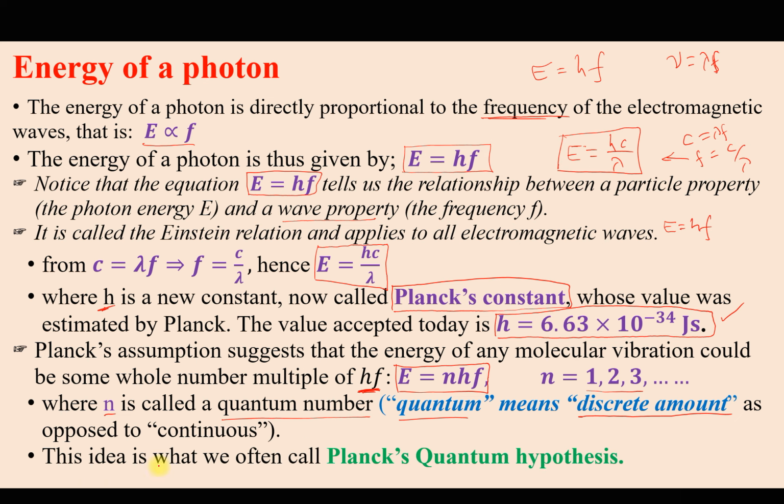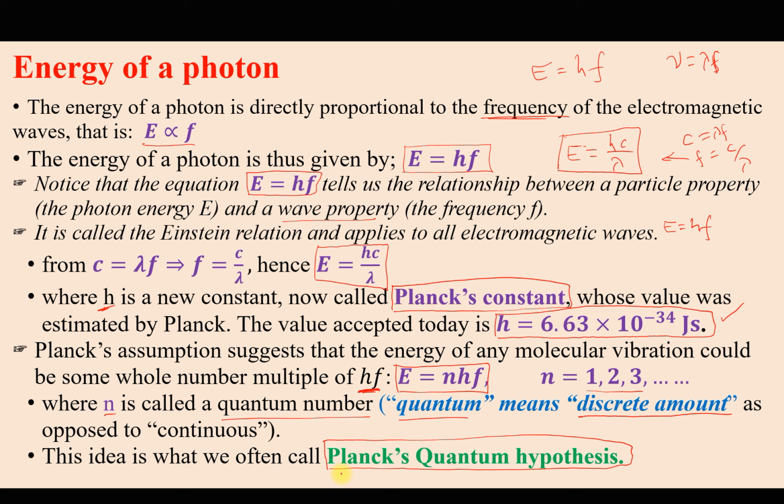So this idea is what we often call Planck's quantum hypothesis. The idea that the energy of electromagnetic radiation or of any molecular vibration exists in small amounts, which are multiples of hf, is what we call Planck's quantum hypothesis. Energy does not take on any continuous values. Energy takes on values which are multiples of the smallest amount, which is given by hf.